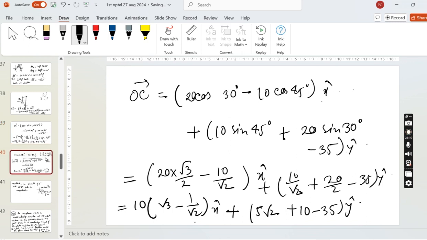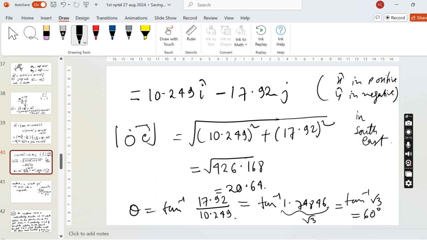Now we made the calculation and put in the values, that is 10.249i, which is actually x, minus 17.92y. So the resulting vector has a direction which is in a positive x direction but negative y direction. So we can see it is in the southeast direction, but still we need to find the angle. Basically, we need to find the magnitude.